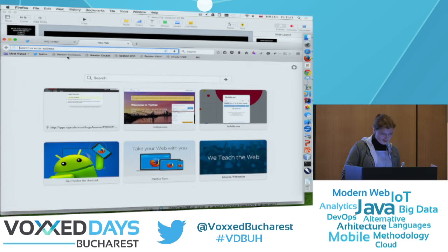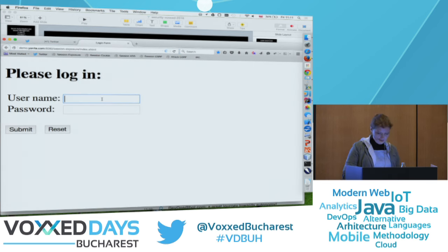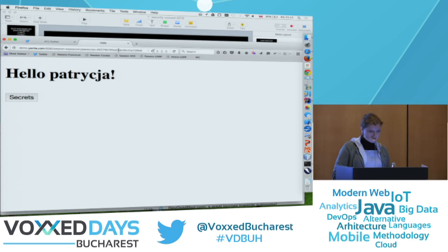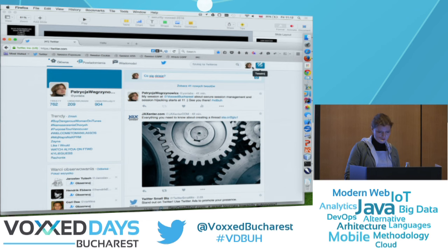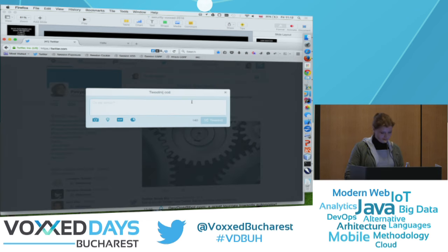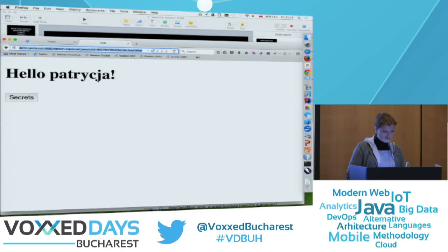Okay, so it's time, session exposure. That's the demo application. You see that JSESSIONID is simply visible in the URL. I will post this link with my session ID on Twitter. And then you will access it, and you can get access to my secrets.